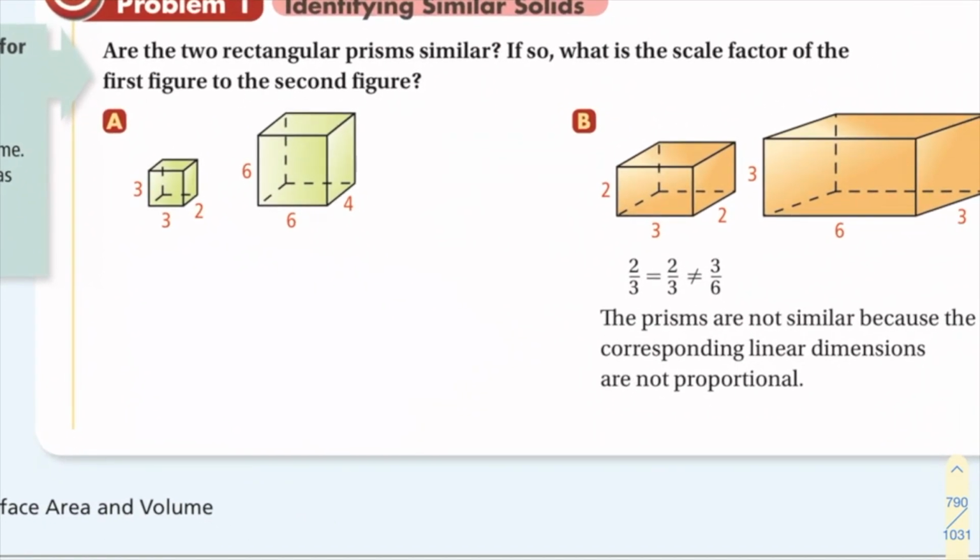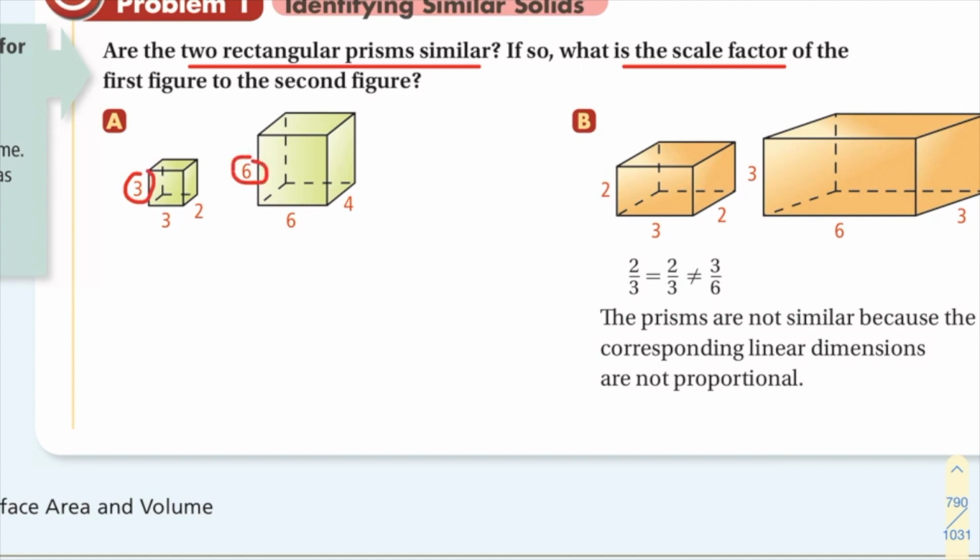So we're going to take a look at problem number 1. And in this one, we're asked simply to identify if the two shapes are similar, and then also identify what the scale factor is if they are similar. So let's take a look at the first one.